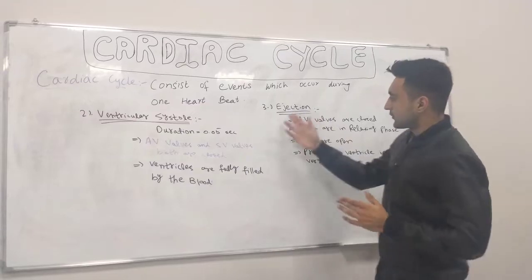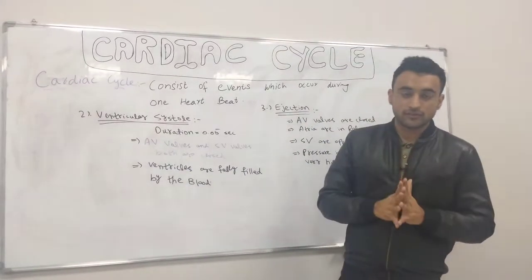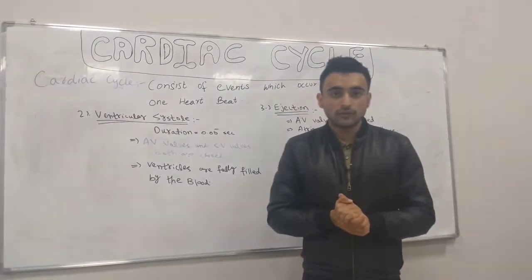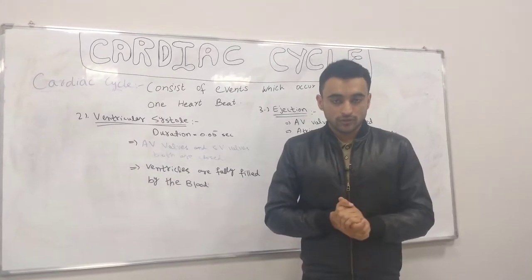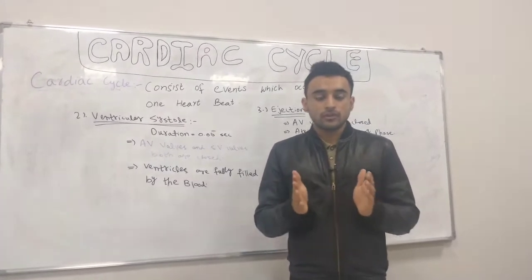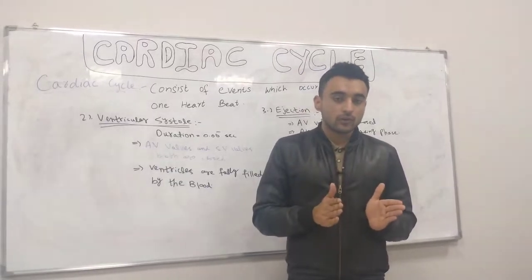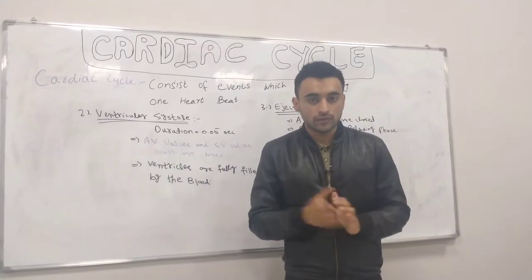Furthermore, the ejection phase consists of two further phases. We have the rapid ventricular phase, and then we have the slow ventricular phase. What are the events which occur inside the rapid ventricular phase and the slow ventricular phase, we will discuss now.